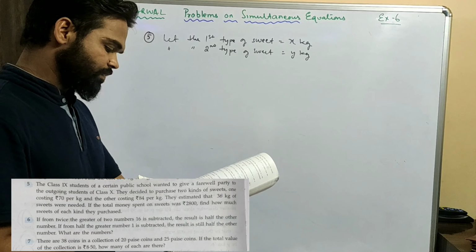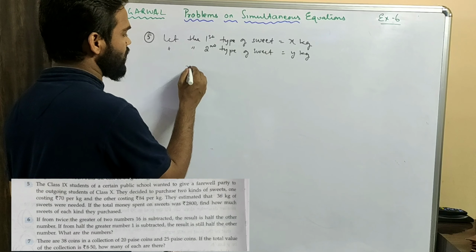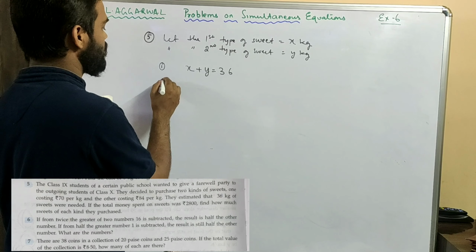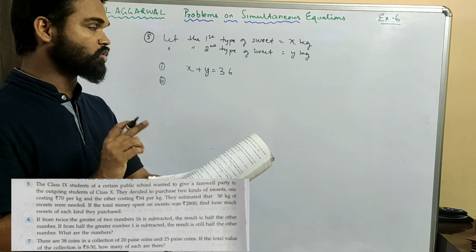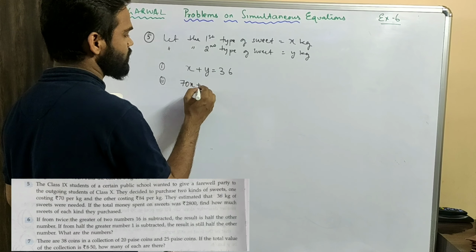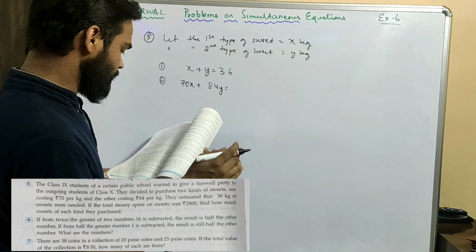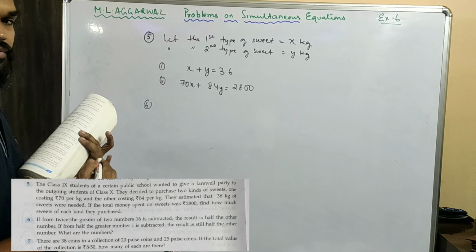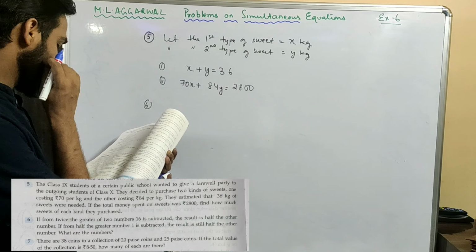Now they have told, see, they estimated that 36 kg of sweets were needed, which means x plus y is equal to 36. That's your first equation. Let us see the second equation. The total money spent on sweet was rupees 2800. Now the first type was rupees 70 per kg, so 70x. The second type was rupees 84 per kg, so 84y. And the total amount was 2800. Done. Am I clear? Now we can solve this in any way. Your choice.